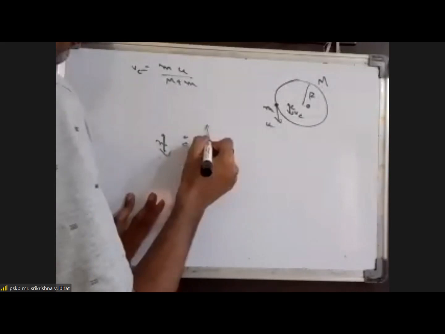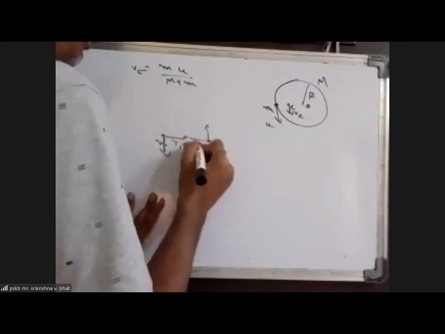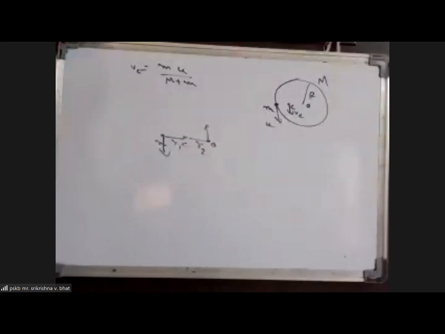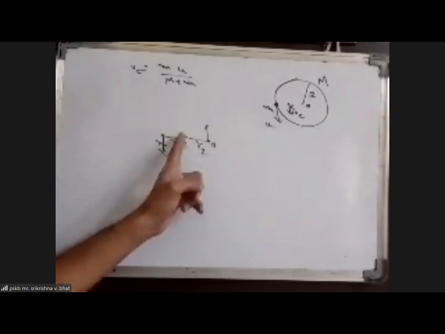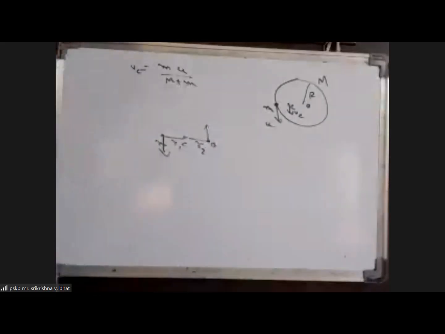They should be moving in circular paths with different radii. They'll be moving with different radii, R1 and R2, but the common center will be the center of mass. It is a situation similar to one problem we did in the last class, where we considered the motion of two bodies with respect to their common center of mass.